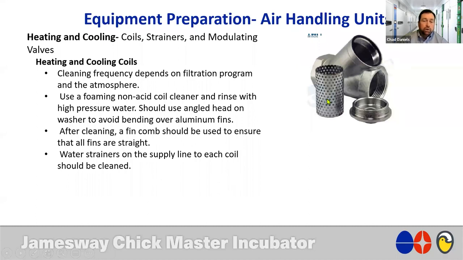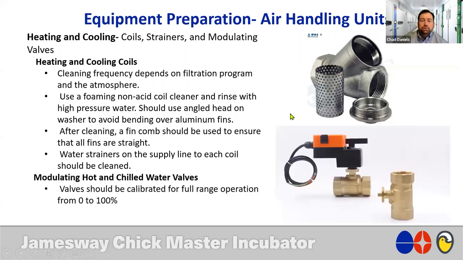Because with heating or cooling, the volume of flow through the coil is what determines your BTU capacity, or your heating or cooling capacity. And we'll lose capacity anytime we have flow restrictions. So it's very important that you pay attention to these strainers on an air handling unit with chilled and hot water. We talk about modulating hot and chilled water valves.